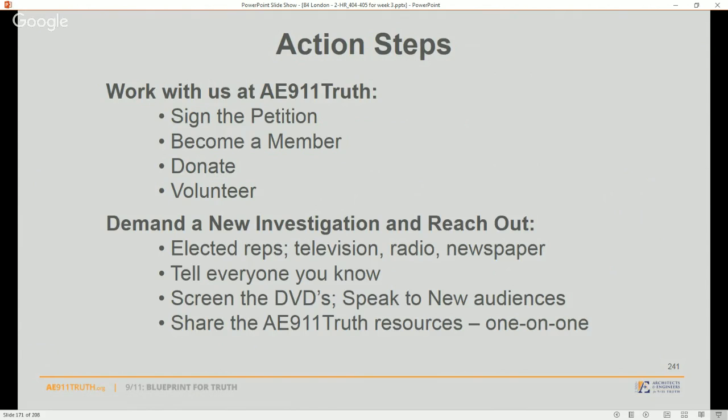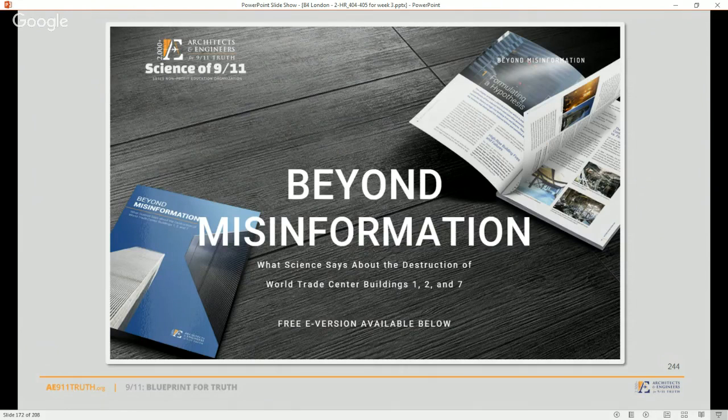Send the PDF of Beyond Misinformation, our 55-page booklet, which pulls the rug out from the official story put out by NIST and shows the evidence for the explosive demolition. You can get an e-version of this booklet or the hard copy, but the e-version will be sent on our website.